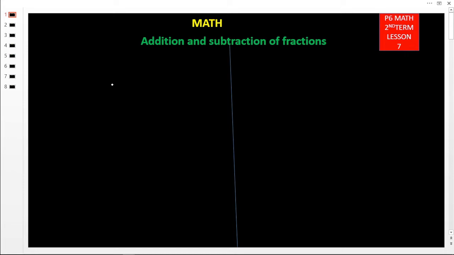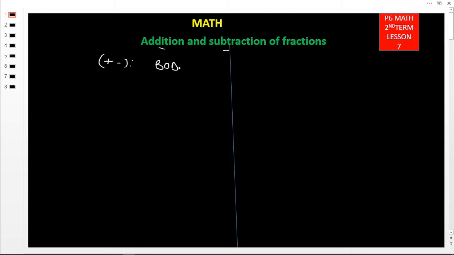This is our math lesson 7. We are moving on with addition and subtraction of fractions. In the previous lesson, I looked at addition and subtraction separately, but here we are going to look at addition and subtraction when they are combined. In this session, we are going to use what we call BODMAS.